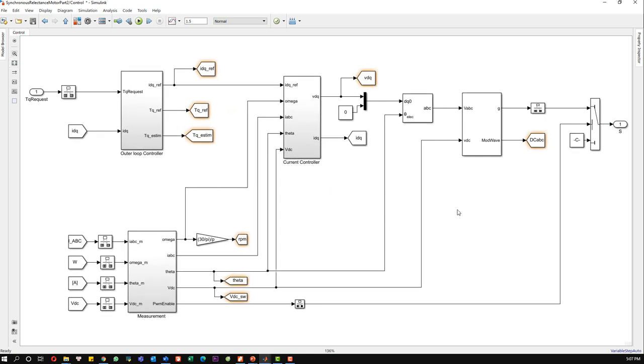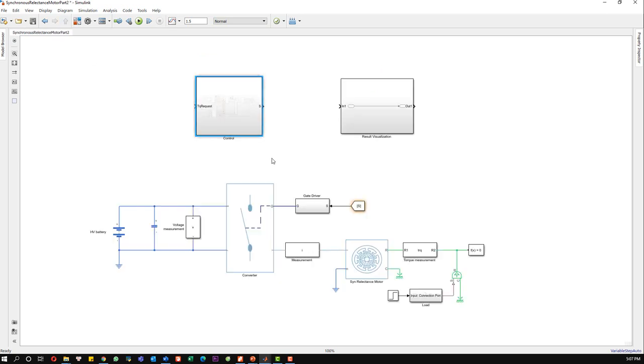Alright, so we already pushed the controller, which is the current controller, and the outer loop is the torque controller here, and we have the measurement. It generates all the current, the theta, the voltage DC, and finally we have the pulse generation for the converter.